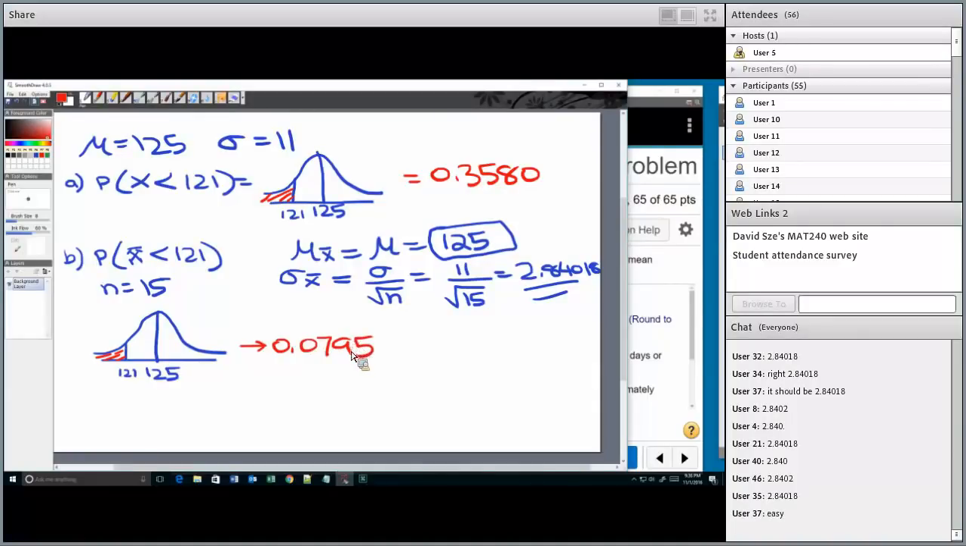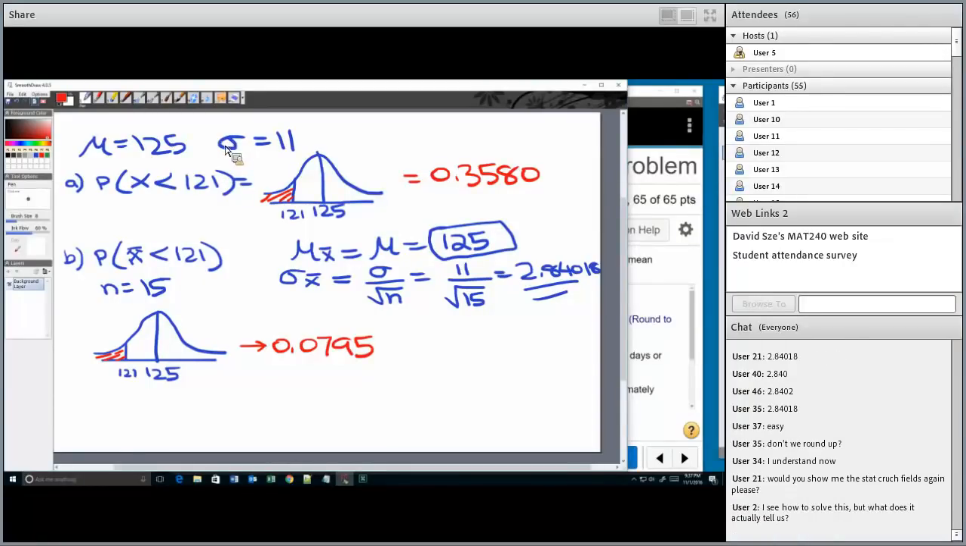So the probability is 0.0795. This is the probability that if I took a sample size of 15, the mean will be less than 121. Okay. So is this clear now? The only thing we did in this problem that's different than part A is that we had to calculate the standard deviation of the sampling distribution and use that instead of using the original standard deviation. Any questions?